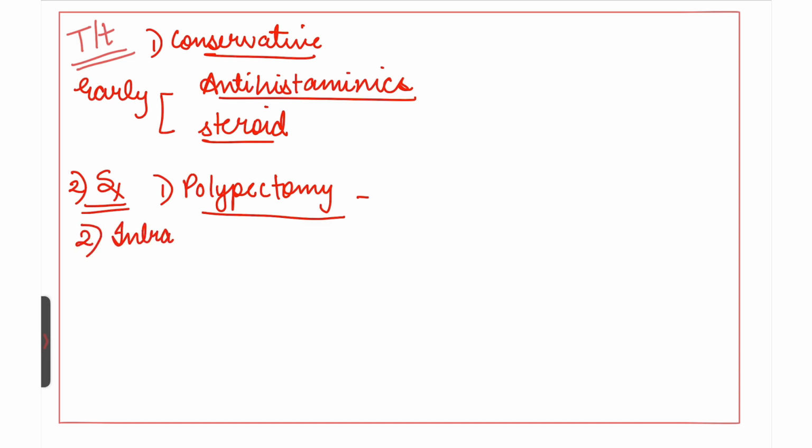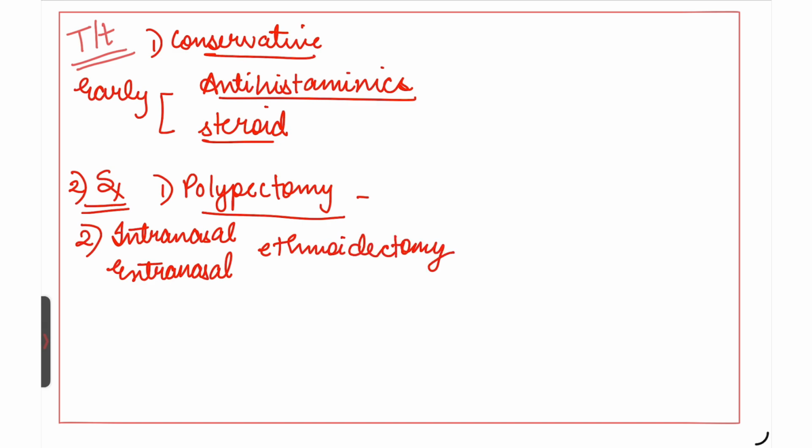Next, we have intranasal ethmoidectomy and extranasal ethmoidectomy. We do intranasal ethmoidectomy when the polyps are multiple and sessile, and we do extranasal ethmoidectomy when the polyp recurs after intranasal ethmoidectomy. And what is the route of extranasal ethmoidectomy? The route is through the medial wall of the orbit by an external incision which is medial to the medial canthus.